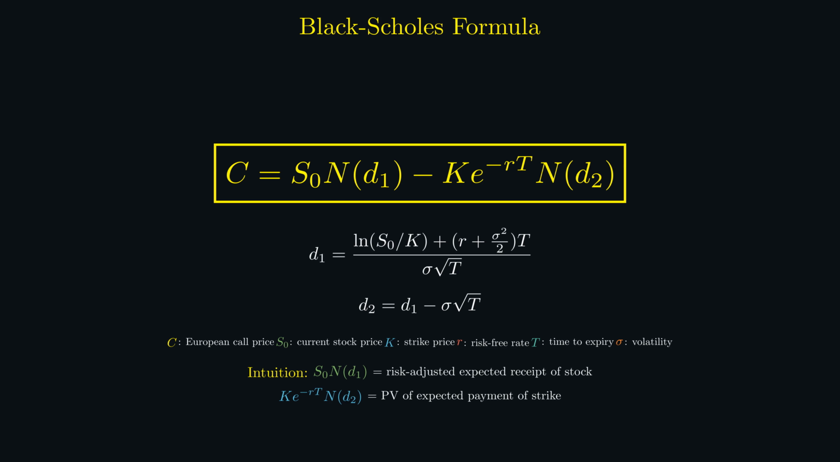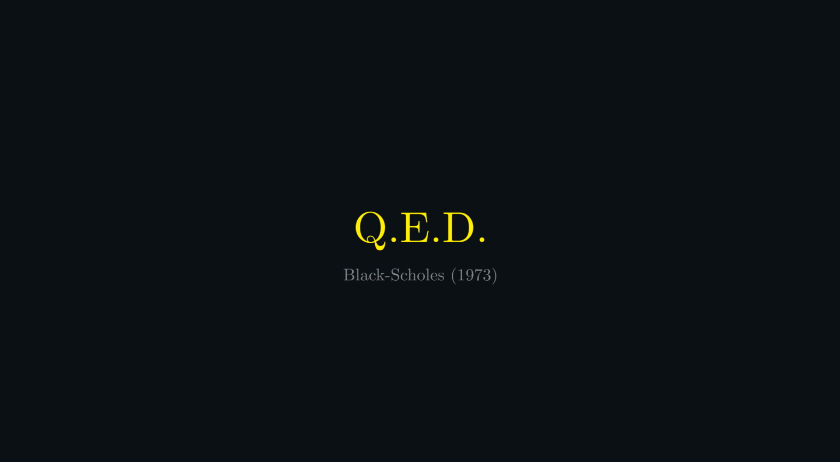What you expect to receive in stock minus what you expect to pay as the strike, each weighted by the probability that the option expires in the money.